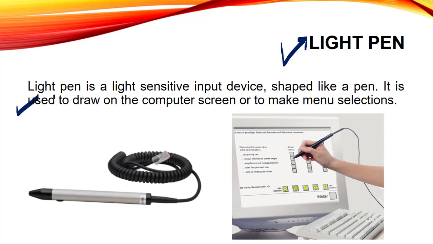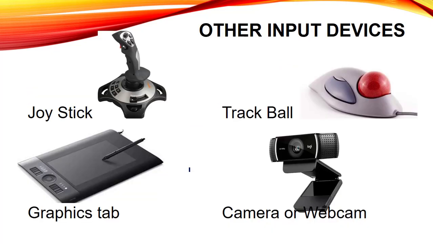So a light pen is a light sensitive input device. It's shaped like a pen. It is used to draw on the computer screen or to make menu selections. Our light pen looks something like this. It can have either an RJ45 connector or a USB connector. But nowadays these light pens are not used. Instead of light pens we have touchscreen displays, or we can also use graphics tablets. It was all about the input devices that we have to learn.